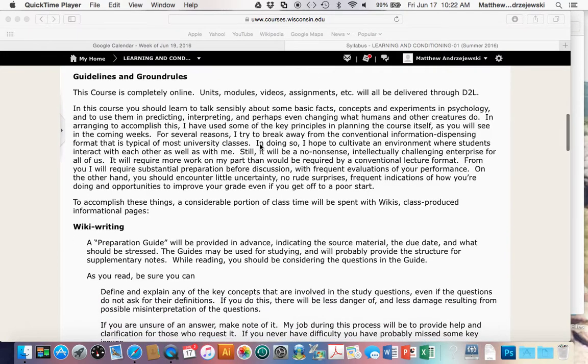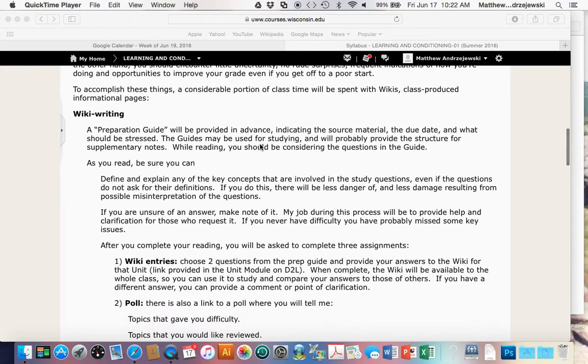We're going to be talking about learning and conditioning, and you're going to be learning some principles and features of behavior analysis primarily, and be able to talk reasonably well and cogently about some experiments, some facts, etc. So we're going to be going through the same routine every day. And we're going to accomplish this through a wiki.